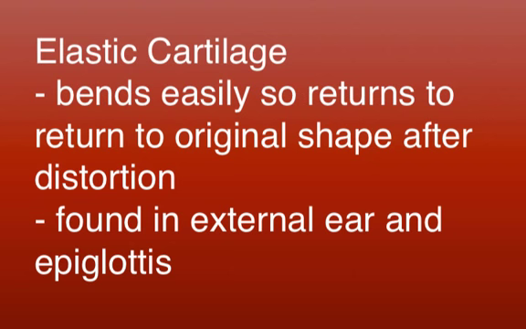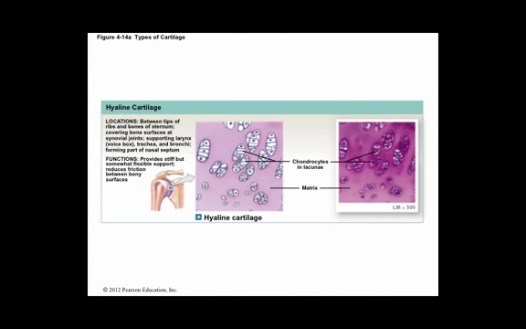Elastic cartilage is a supportive connective tissue, but it bends easily so that when it's distorted, it will return to its original position and shape. It's found in the external ear and the epiglottis. Under the microscope, elastic cartilage is distinguished by the single chondrocytes in lacunae and the fine strands of elastic fibers in the matrix.